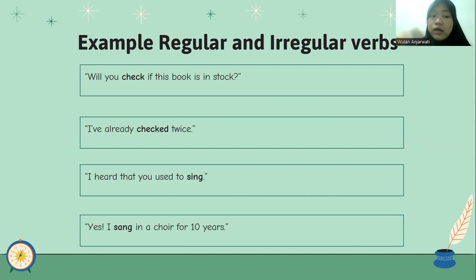in stock? I've already checked twice. I heard that you used to sing. Yes, I sang in a choir for 10 years. So this is an example for regular and irregular verbs.